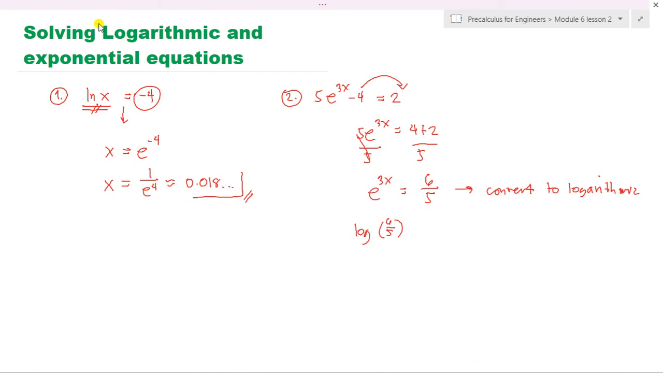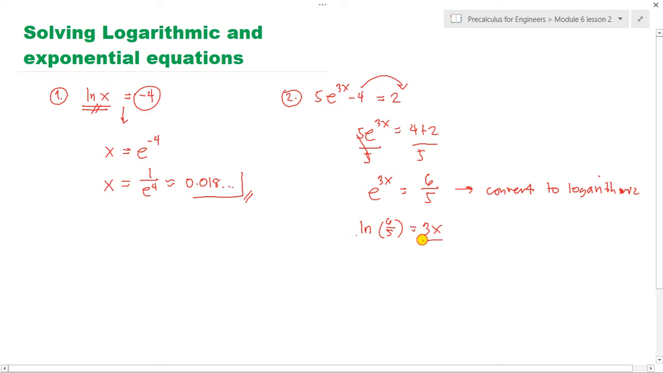Since the base is e, we're going to use ln. So we have ln of 6 over 5 is equal to the exponent, that is 3x. Since we want x, divide both sides by 3. Therefore x is equal to ln of 6 over 5 divided by 3. Since this is a division, we can subtract: ln of 6 minus ln of 5, divided by 3.